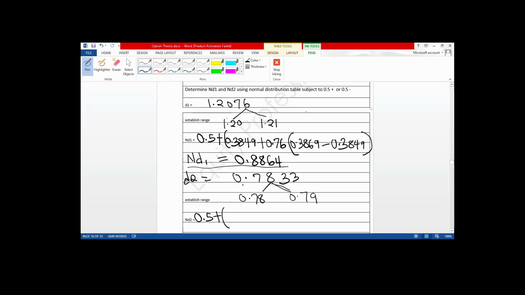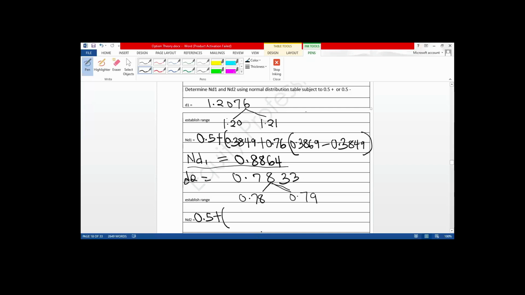Establish a range. This number, 0.7833, where would this number lie? In between 0.78 and 0.79. Okay.